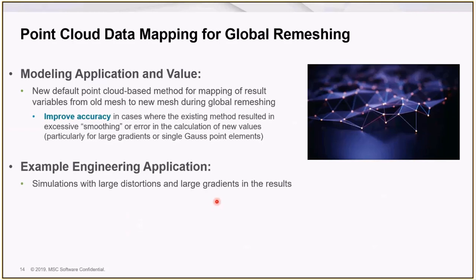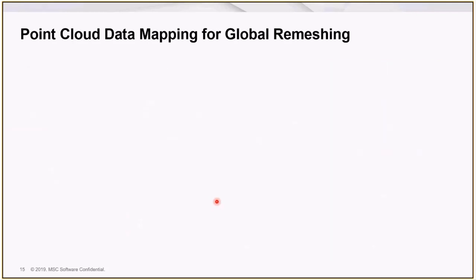So for example engineering applications, it's really appropriate any time you're using global remeshing. That's usually with simulations with large distortions and/or large gradients in the results. That tends to be where we see the greatest need for global remeshing. Of course, that tends to happen particularly with metal forming or high plasticity events, and hyperelastic performance in many cases has a large amount of deformation and gradients.